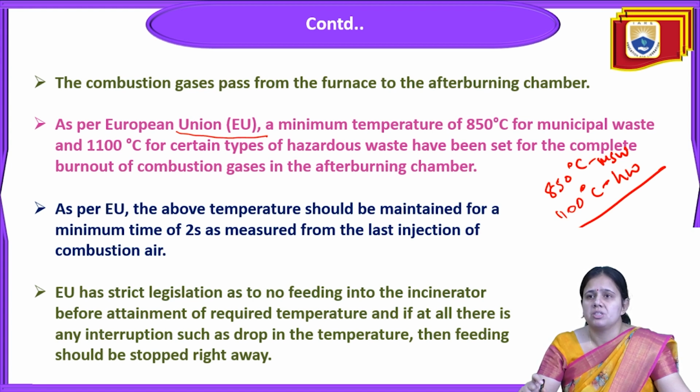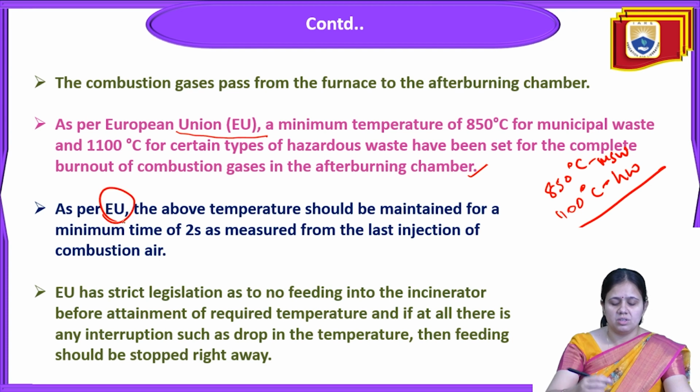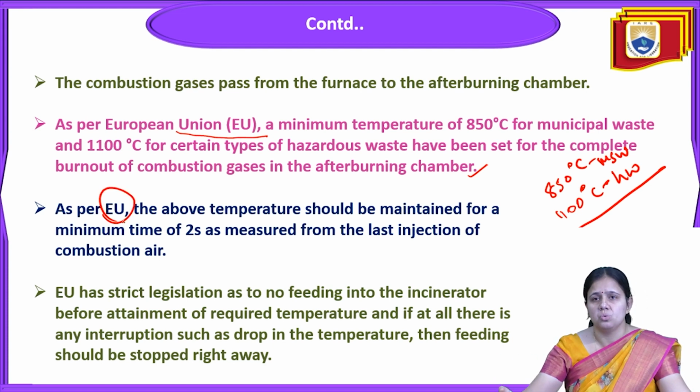So this minimum temperature required for MSW is 850 degrees Celsius, and for hazardous waste it is 1100 degrees Celsius. This has been set for the complete burnout of the combustion gas in the afterburning chamber. So the European Union has made standards for the combustion process. The combustion gases pass out from the furnace to the afterburning chamber.